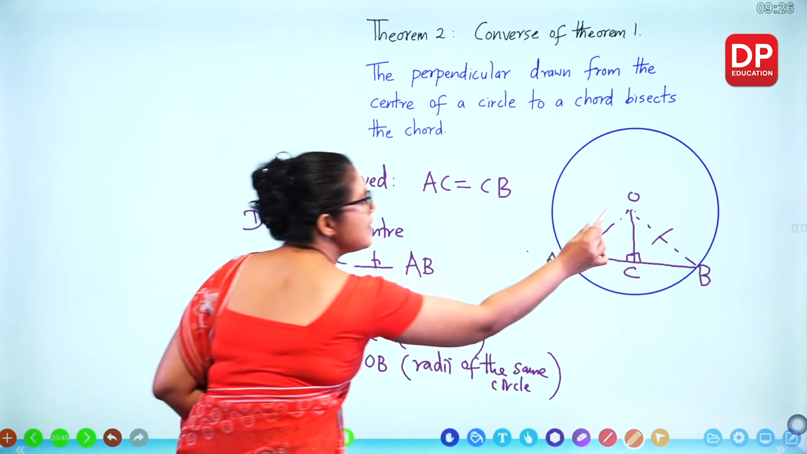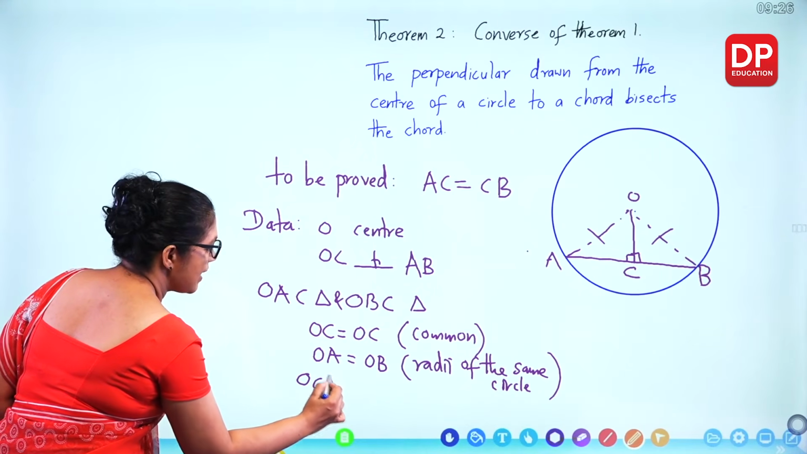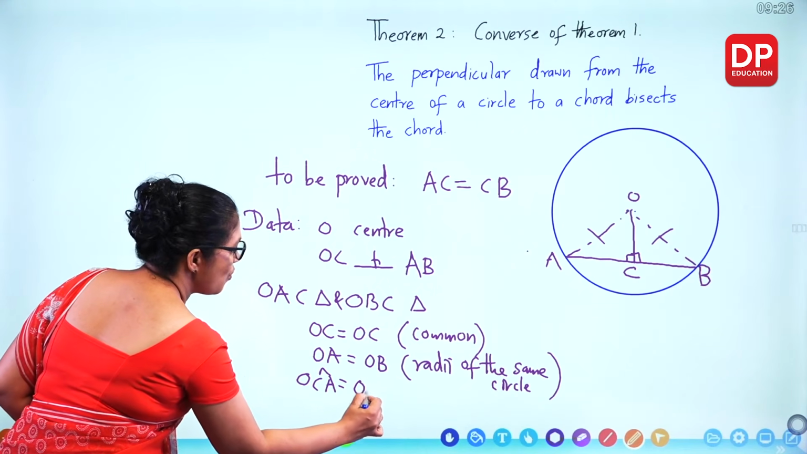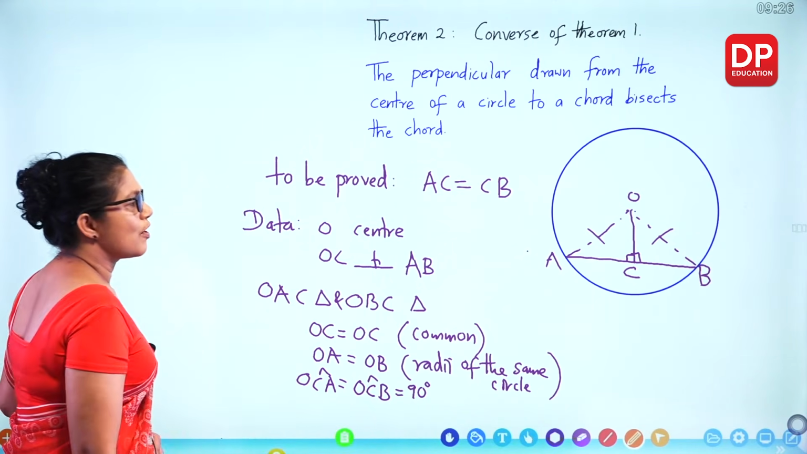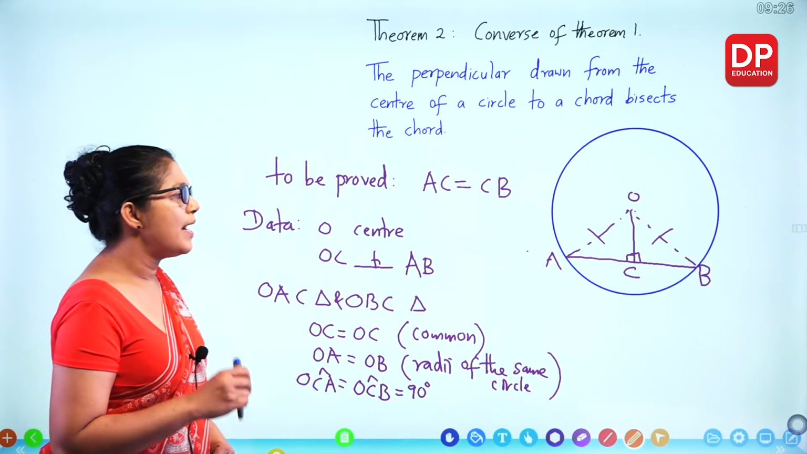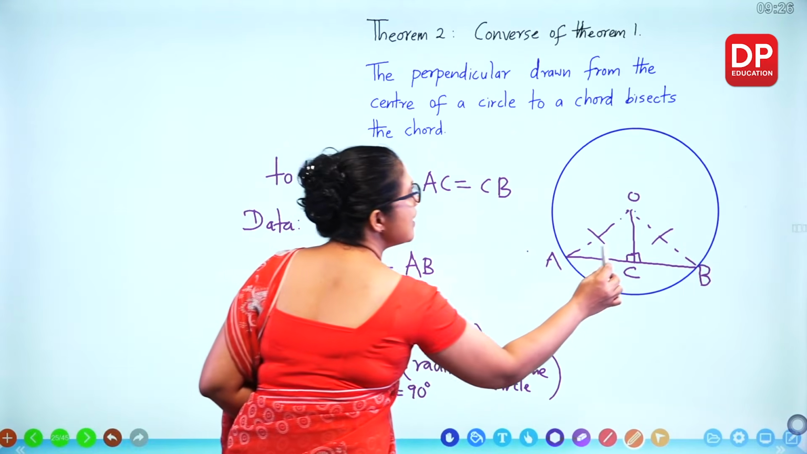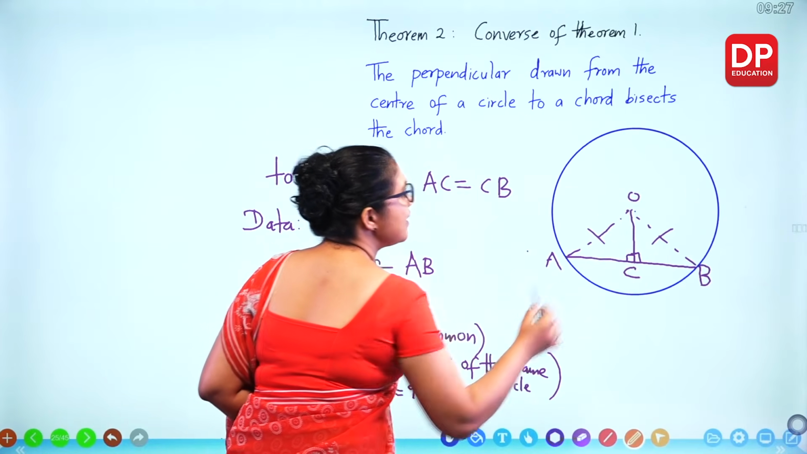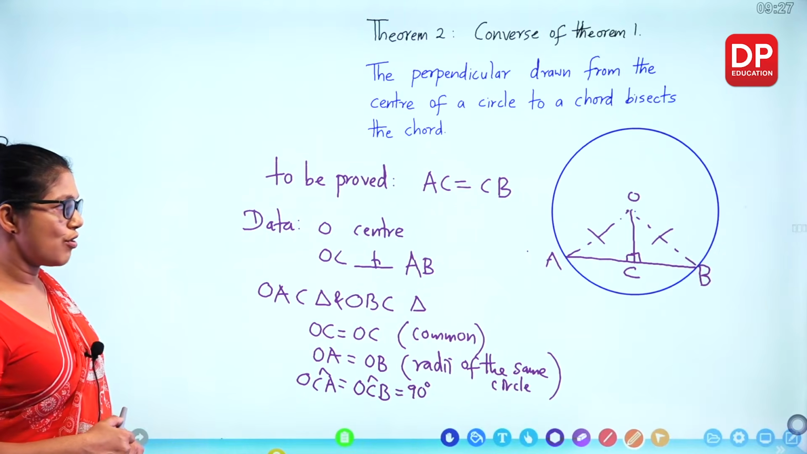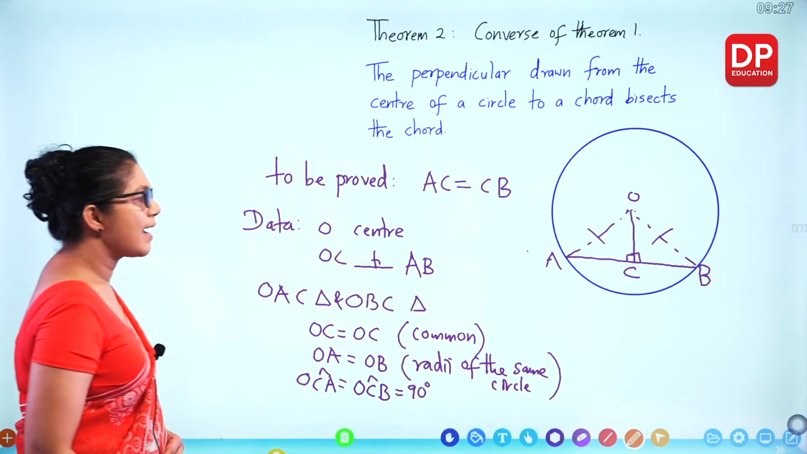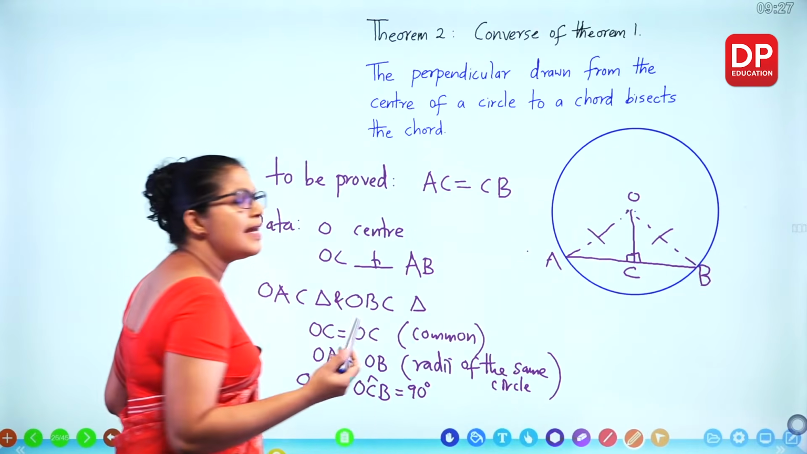And we know this angle is 90 degrees. OCA angle is equal to OCB angle, that's 90 degrees, because we have drawn the perpendicular to the chord. So here when you look at these two lengths and this one, what do you get? This is a right angle triangle because this is a 90-degree angle, and the hypotenuse and one side are equal.